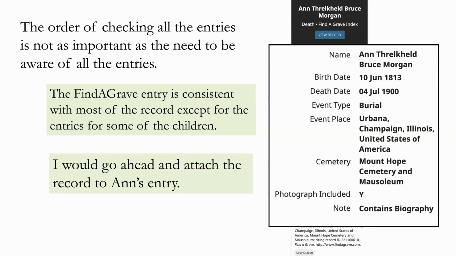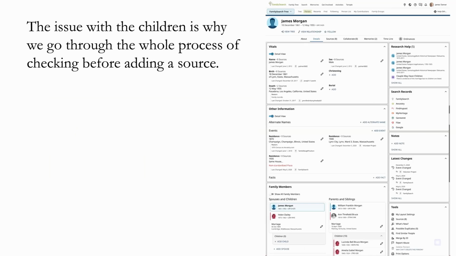If I'm at the point where I'm going to actually look at all the children, I would. And if I'm going to attach the record to all of the children, I have to determine if the children are correct. So now I'm going to jump ahead, because there's a lot of information on all 10 children that we would have to go through. And here we see the last child, who was supposedly born 18 December 1861 and died in Pasadena, California in 1955.